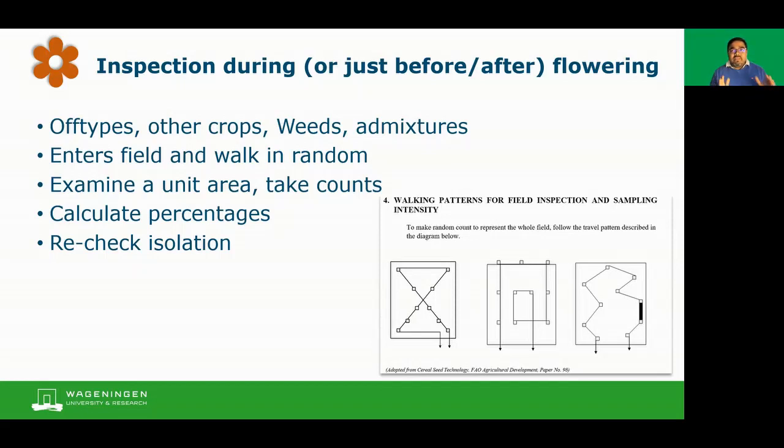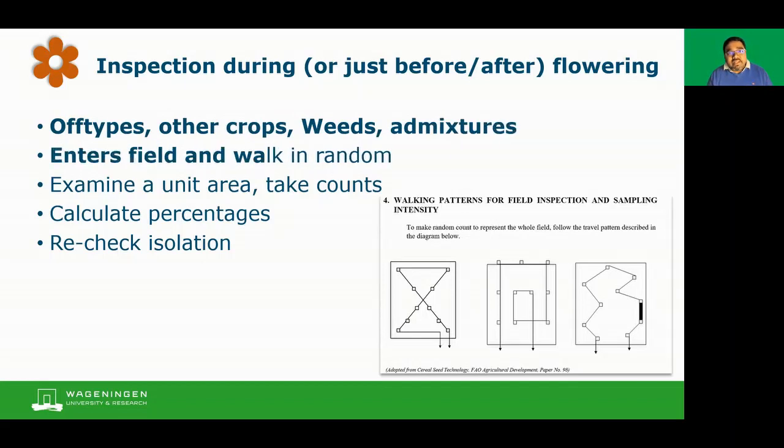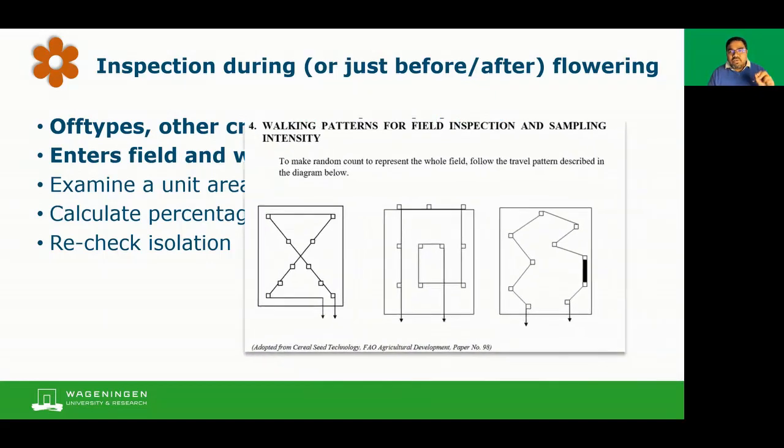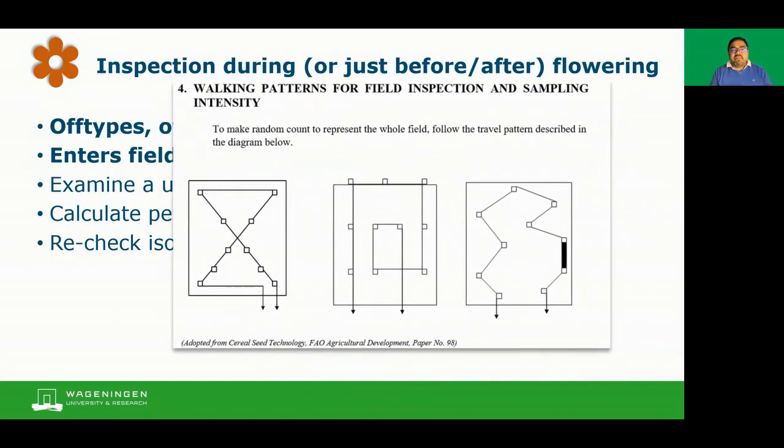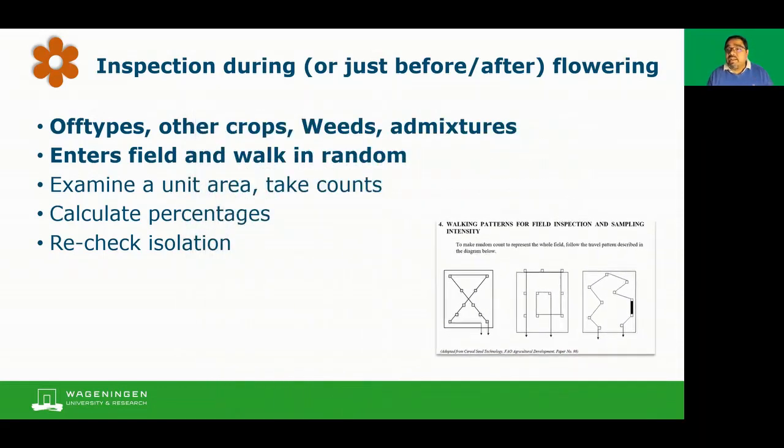The field seed inspector enters the field, and you can see these figures. They walk at random, according to the different patterns with which you can walk inside, and you can see these small squares. These small squares are the places where you should take the measurements. If this bigger square is the field and the person is walking through it in this line, you should take samples from these positions. This is adapted from the cereal seed technology document, which is also provided in our learning management system as a link.